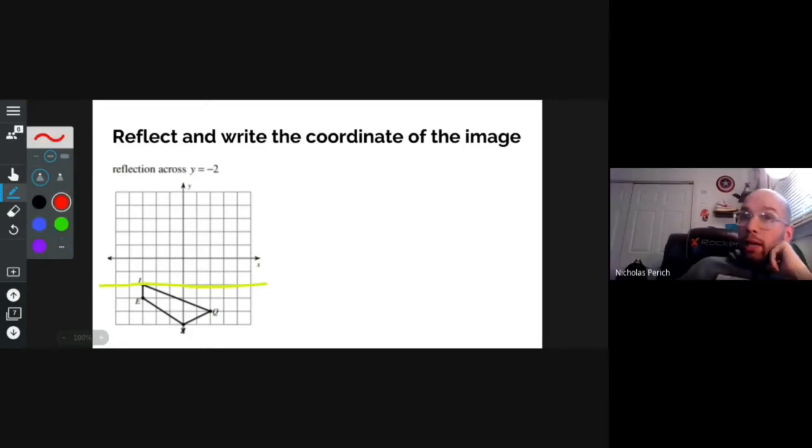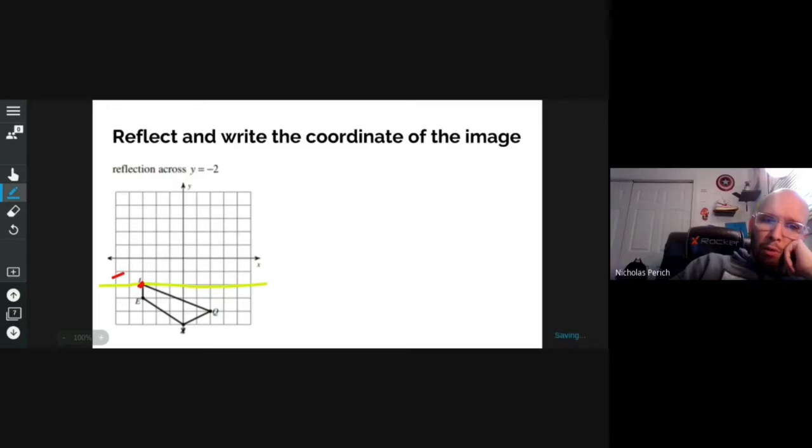So now that yellow line is my reflection line. So how far away is that letter I from the mirror? Well, that letter I is on the mirror, so I prime is going to be on the mirror. How far away is that letter E from the mirror? It's 1 unit down, so it's going to show up as 1 unit up, and that's going to be my E prime.